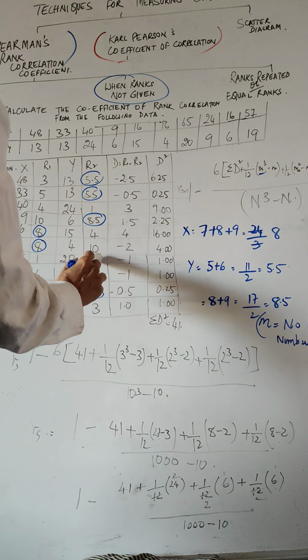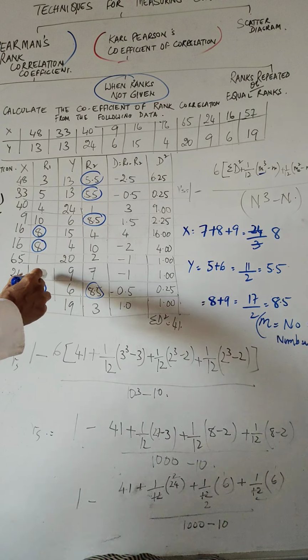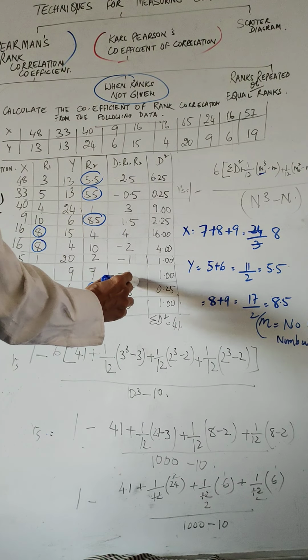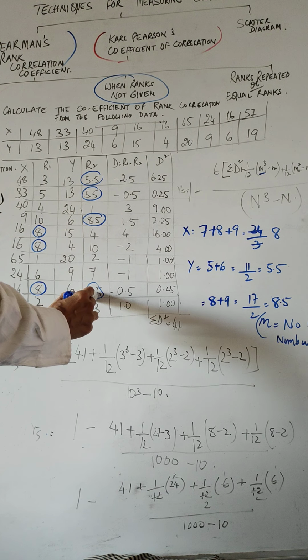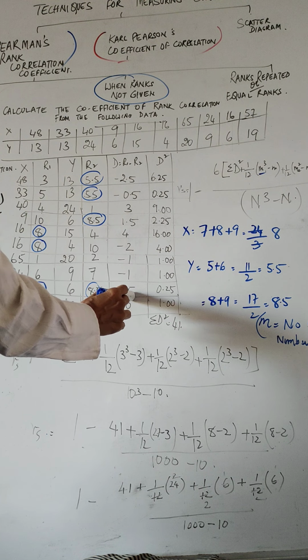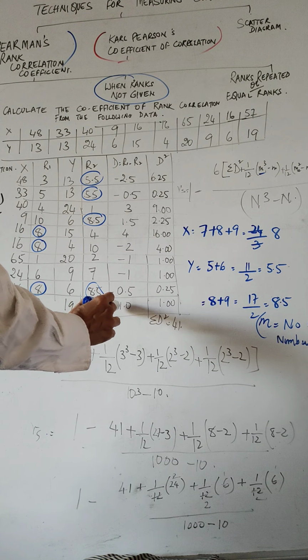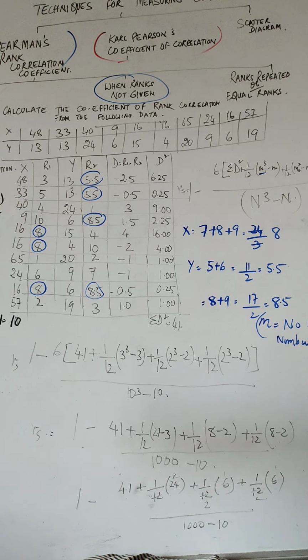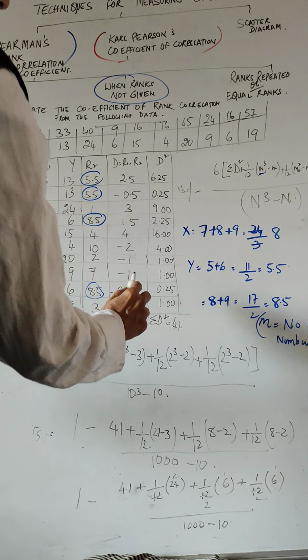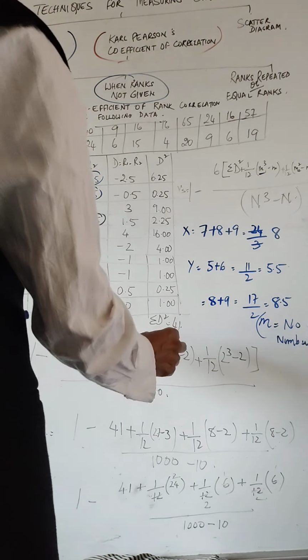Then 1 minus 2 is minus 1. 6 minus 7 is minus 1. 8 minus 8.5 is minus 0.5. And 2 minus 3 is minus 1. Okay, so this is how we go about it. And then we will square them up.